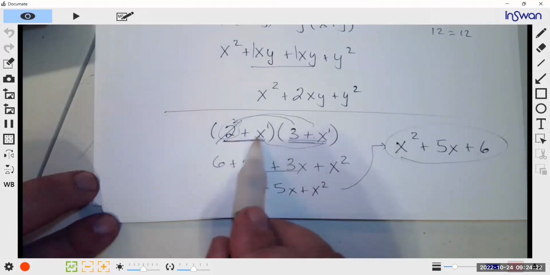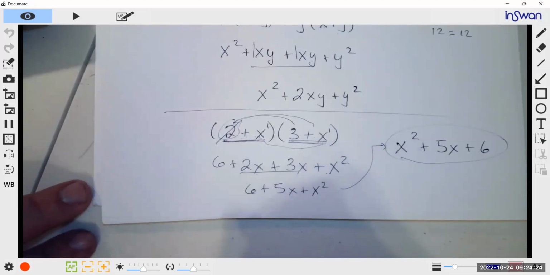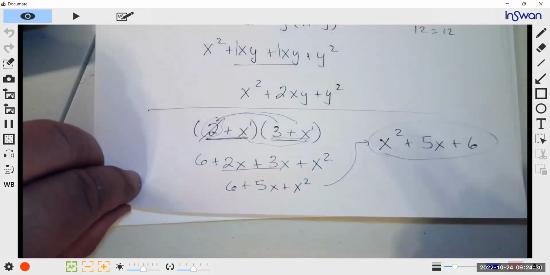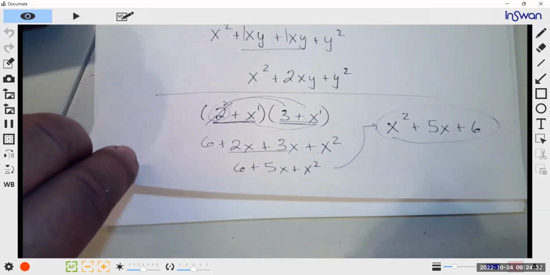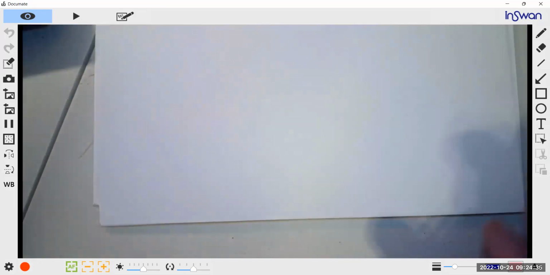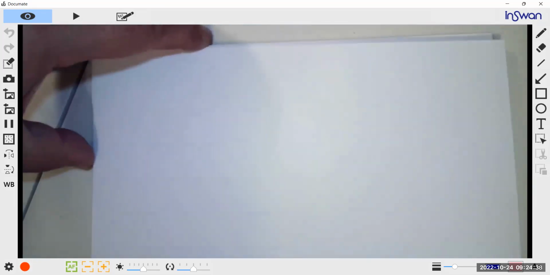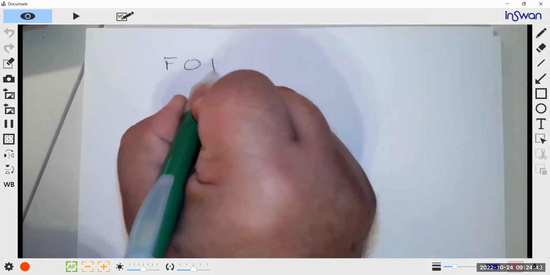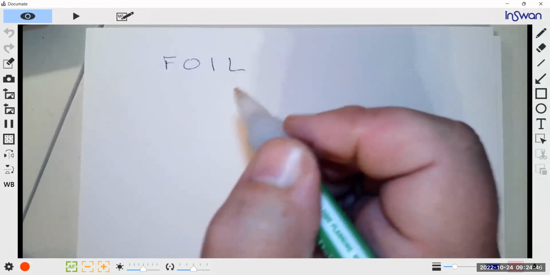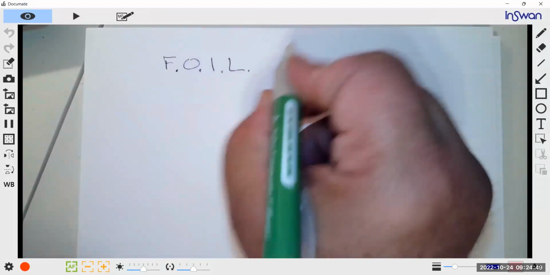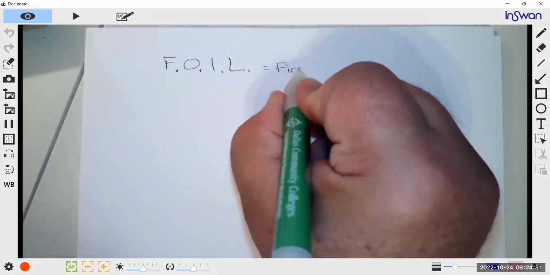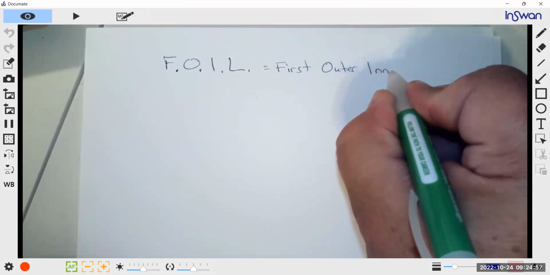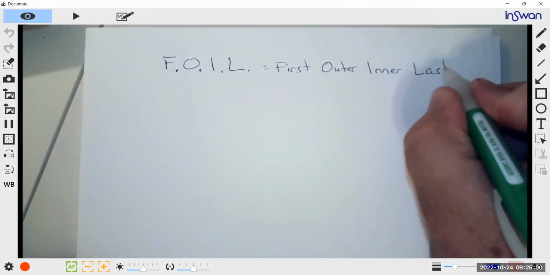So you take each term from the first parenthesis and multiply it to each term in the second parenthesis. You probably remember that from high school, that is called the FOIL technique. It's an acronym for first, outer, inner, last.